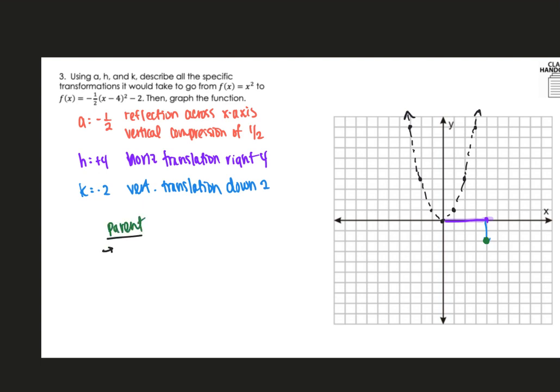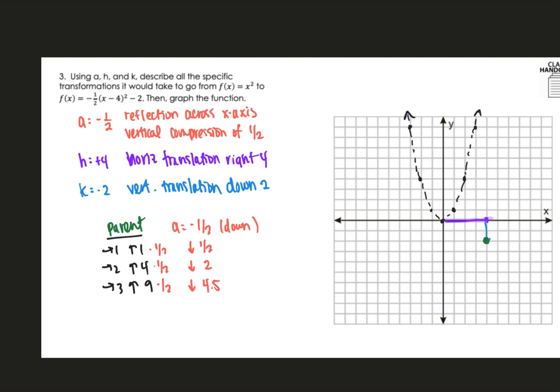All right, so my parent function, we go over 1, up 1, over 2, up 4, over 3, up 9. But then we're going to use the value of a, which is -1/2, which tells me that we're going to go down, and we're basically going to go down half as much. So we're going to multiply these by 1/2. So instead of going up 1, we're actually going to go down 1/2. Instead of going up 4, we're going to go down 2. Instead of going up 9, we're going to go down half as much, which is going to be 4.5. And then we can go further if we want, but that should be enough to graph our parabola.